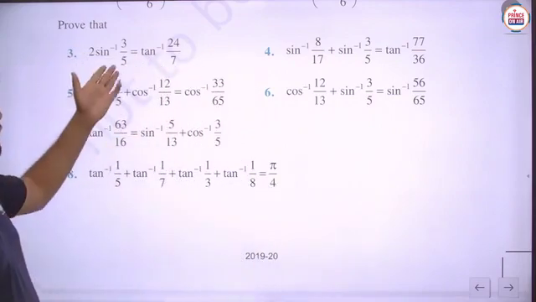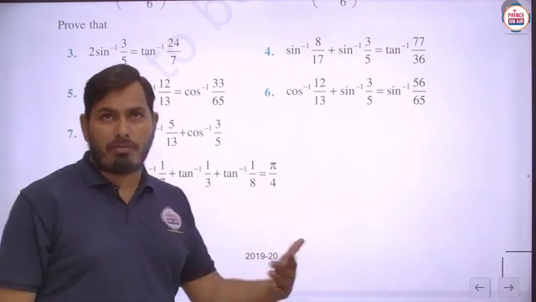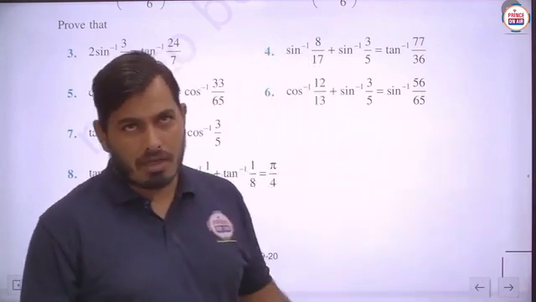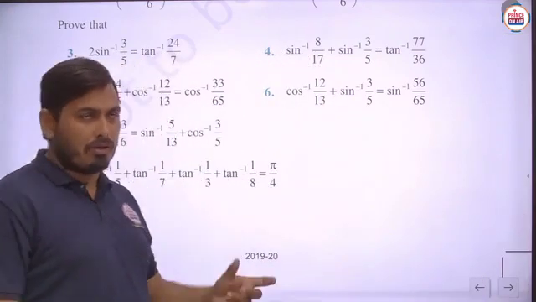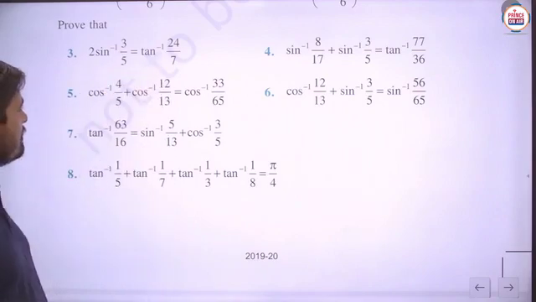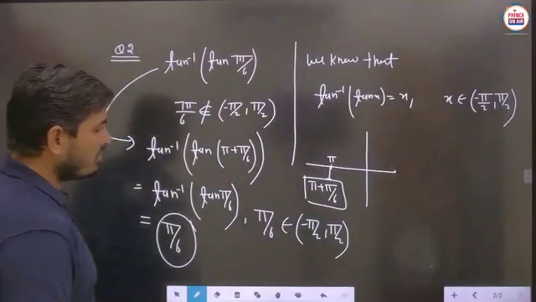So here 2 sin inverse 3 by 5 is to be written as tan inverse of 24 by 7, meaning sin inverse is to be converted into tan inverse. Then what should be the proper way to convert this? Basically 2 sin inverse 3 by 5 will be written as tan inverse 24 by 7. So we have to convert 2 sin inverse 3 by 5.